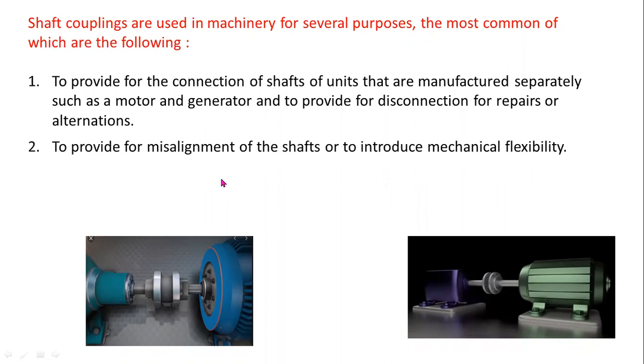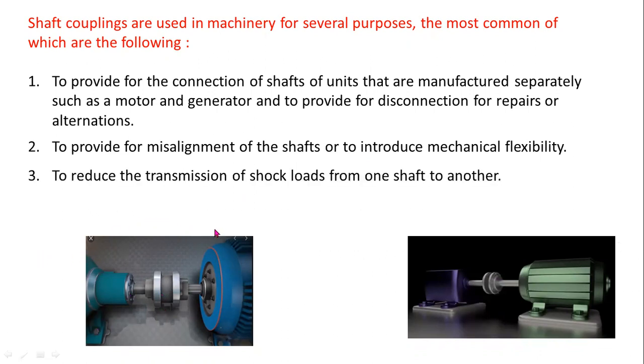To provide for misalignment of the shafts or to introduce mechanical flexibility. Here you can observe, this one and this one are examples for shaft couplings. To provide for misalignment of the two shafts, we are using this coupling. To reduce the transmission of shock loads from one shaft to another shaft.